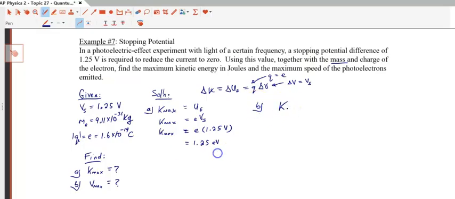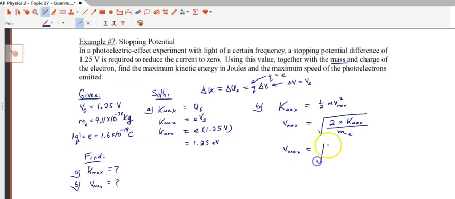If you recall from your mechanics, kinetic energy is given by one half m v squared. Since we're finding the maximum kinetic energy, we're finding the maximum speed. Rearranging for maximum speed, we get the square root of 2 times the maximum kinetic energy divided by the mass of an electron. So we just need to plug things in here. But maybe stop the video and solve it yourself before I start answering it, because there's a common mistake that people make. Let's see if you make it.